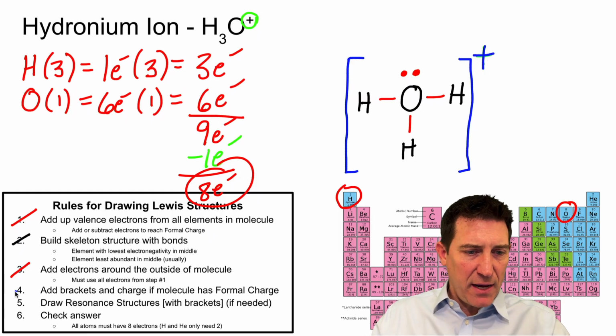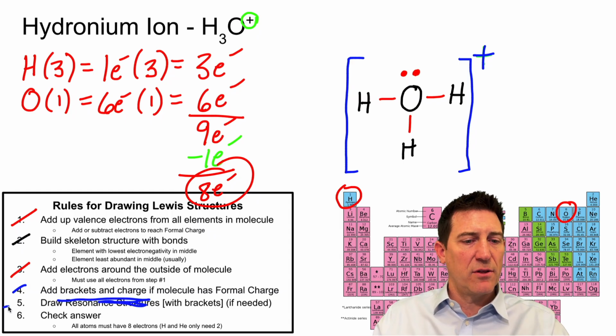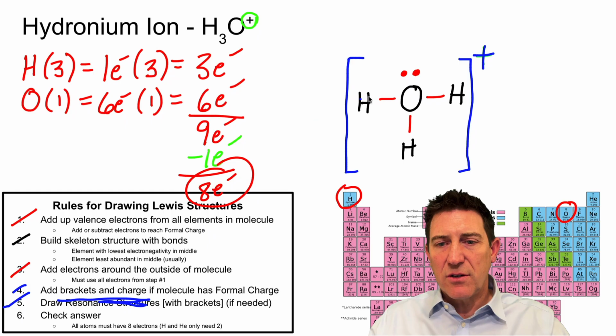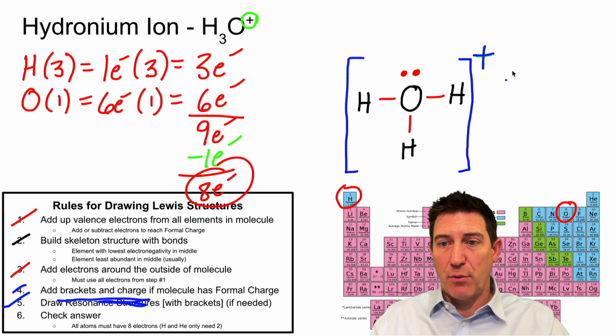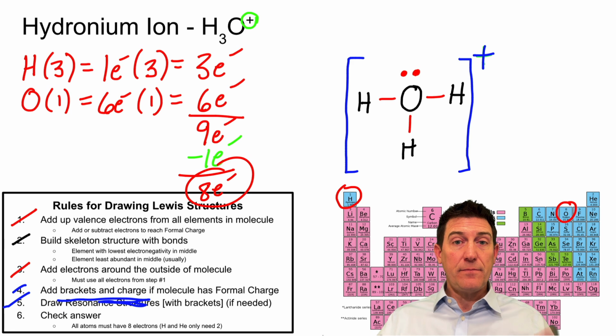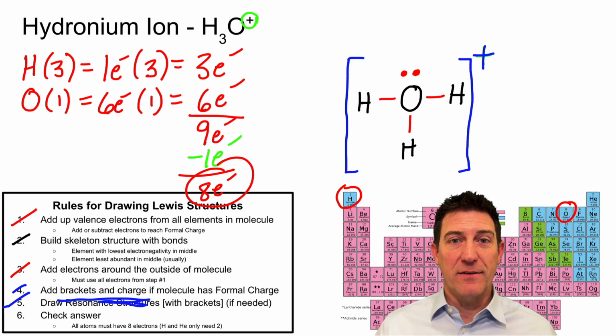And if I check, well, we don't have resonance structures yet. I'll show you those in another lesson. And then check our answer. Hydrogen has 2, 2, 2. Oxygen has 2, 4, 6, 8. This does have a formal charge. I have brackets and the charge up there. This is the hydronium ion.